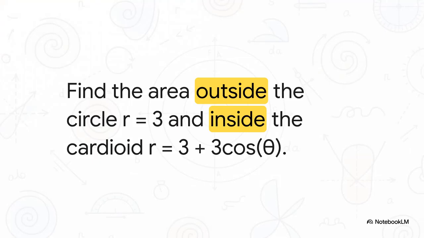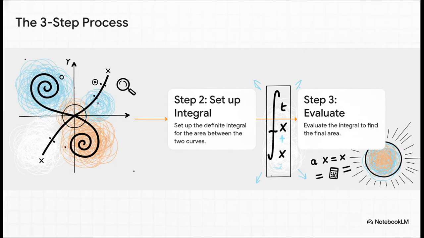So here's our challenge. We need to find the area of the region that's outside the simple circle r equals 3, but still inside the heart-shaped cardioid defined by r equals 3 plus 3 cosine of theta. We're looking for that area that's trapped right between them. We're going to follow a clear three-step process. First, we've got to find out where these two curves actually cross each other. That will give us the limits for our integral. Then we'll set up the integral itself. And finally, we'll crunch the numbers and find the area.